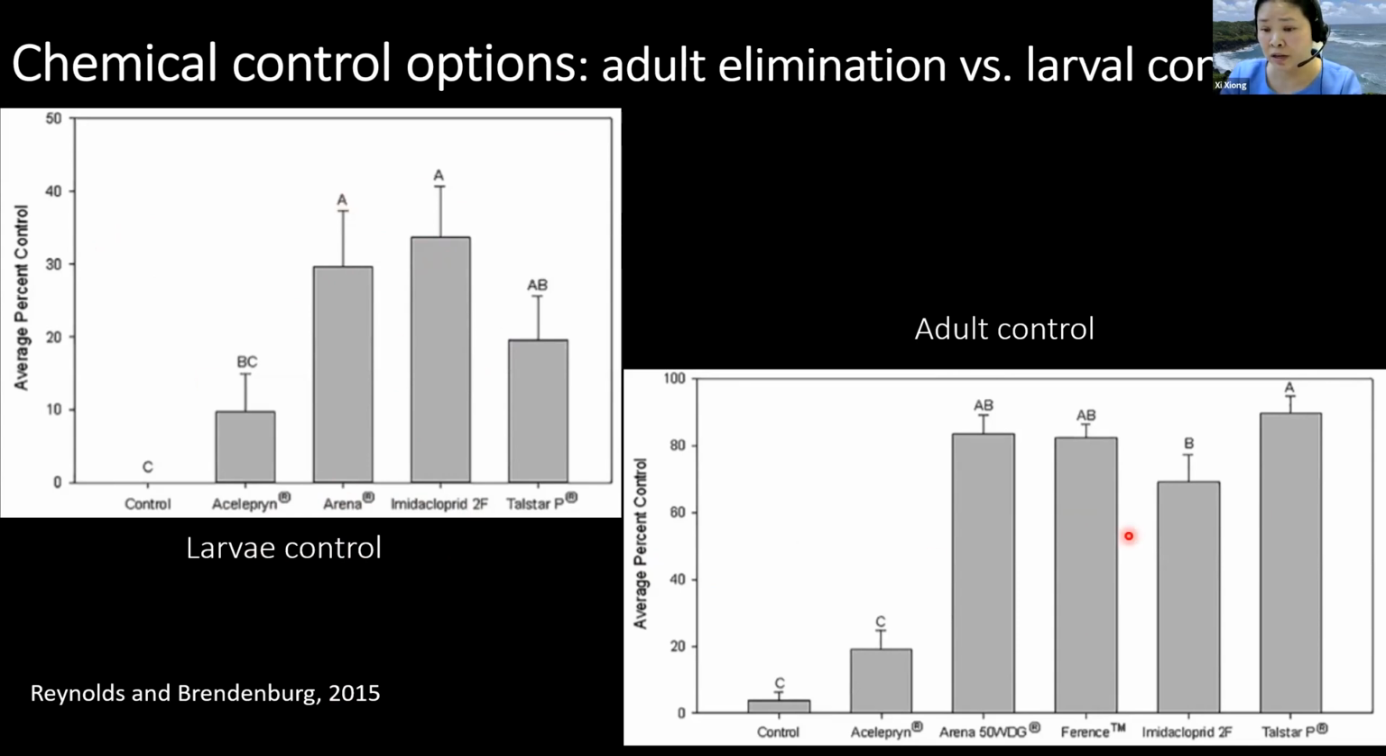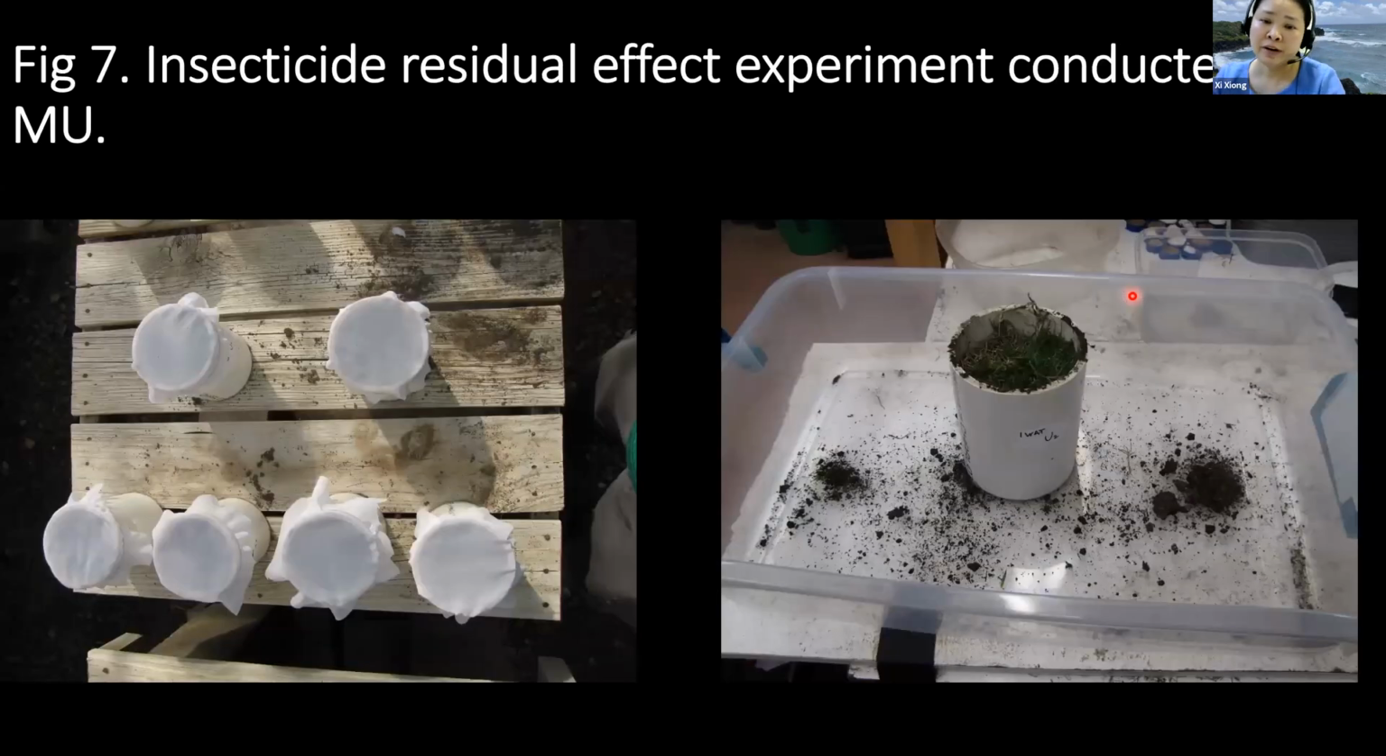In comparison, adult control using pesticide seems to be more effective. Some pesticides, like Tempo, one of the most effective insecticides to control the adult billbugs, showed almost 90% control efficacy, which is very exciting, right? You might think about that. However, another thing we want to think about is how long those insecticides maintain their effectiveness under field conditions, or in other words, how long is the residual effect going to be?